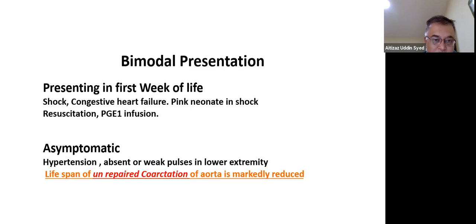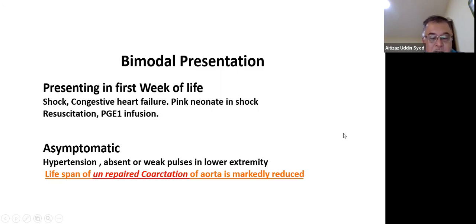Why a shock-like state? Because his ductus, which was supporting the circulation to the lower part of the body, has just obliterated. And then he goes into shock. And you have to resuscitate this baby with prostaglandin infusion. This is an extreme form of presentation, and you have to do urgent or emergency surgery.